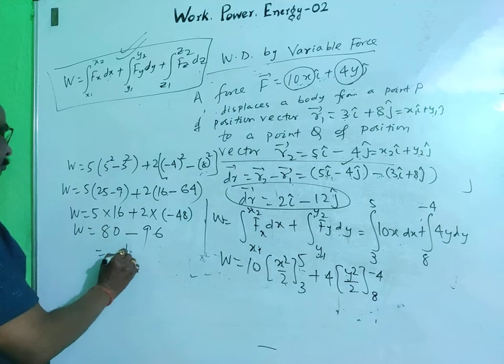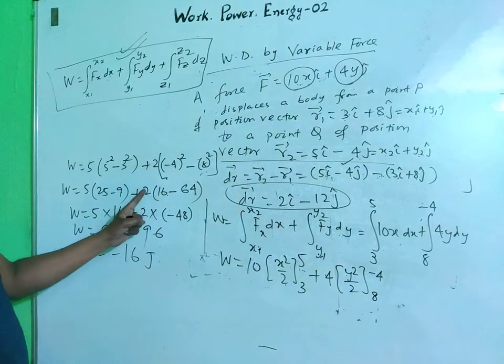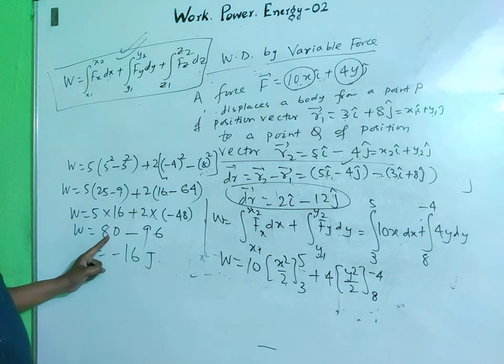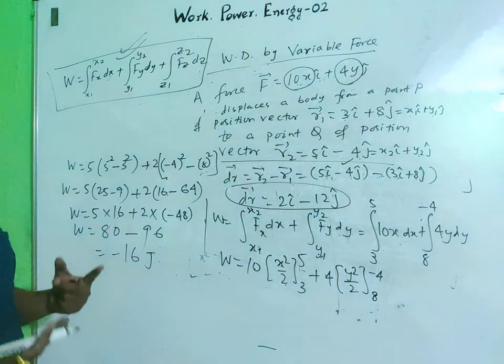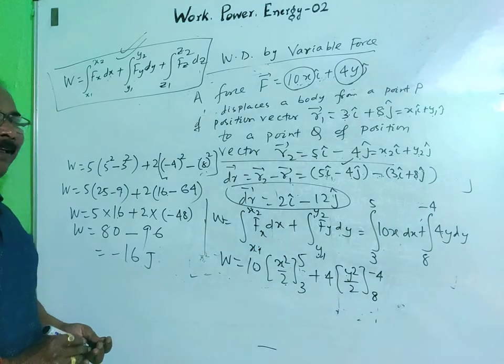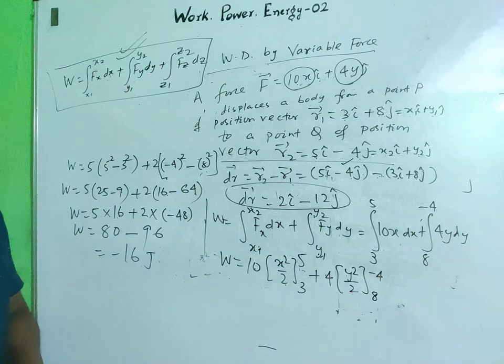Then work is equal to 16 into 5, which is 80, plus minus 48 into 2, which is minus 96. 16 into 5 is 80, and 80 minus 96 is minus 16. Negative work is 16. Is it clear? Okay. The next question.